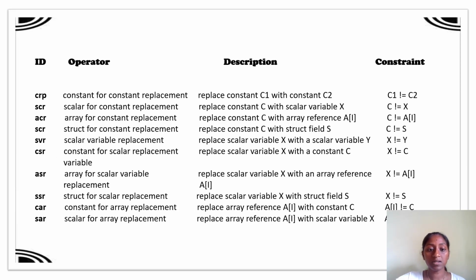SSR, the construct for scalar replacement: replace scalar variable x with struct field s, with the constraint that x is not equal to s. CAR, constant for array replacement: replace array reference a of I with constant c, and its constraint is a of I is not equal to c. SAR, scalar for array replacement: it replaces array reference a of I with scalar variable x, and its constraint is a of I not equal to x.